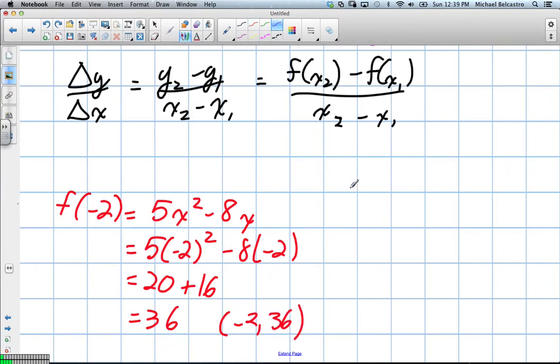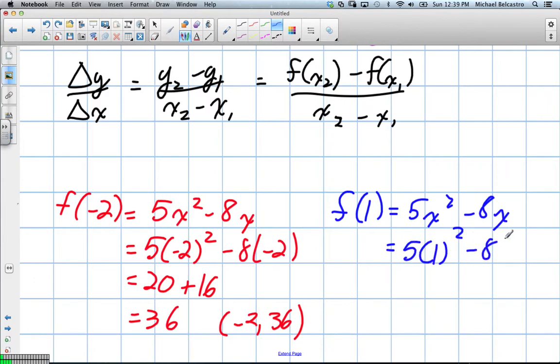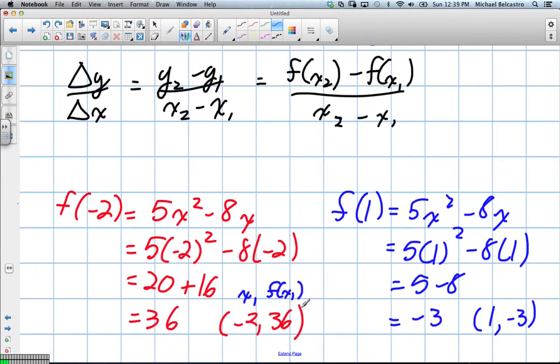And the other one, what was it? X at 1 they wanted? Mm-hmm. So f at 1 into the exact same formula. Well, that's going to give us 5 times 1 squared minus 8 times 1, which gives us 5 minus 8, -3, which makes sense. So the other one was 1 and -3. So these are our x1, and I'm going to call this f at x1, just so you get that idea. It's essentially the y value, and x2 and f at x2.